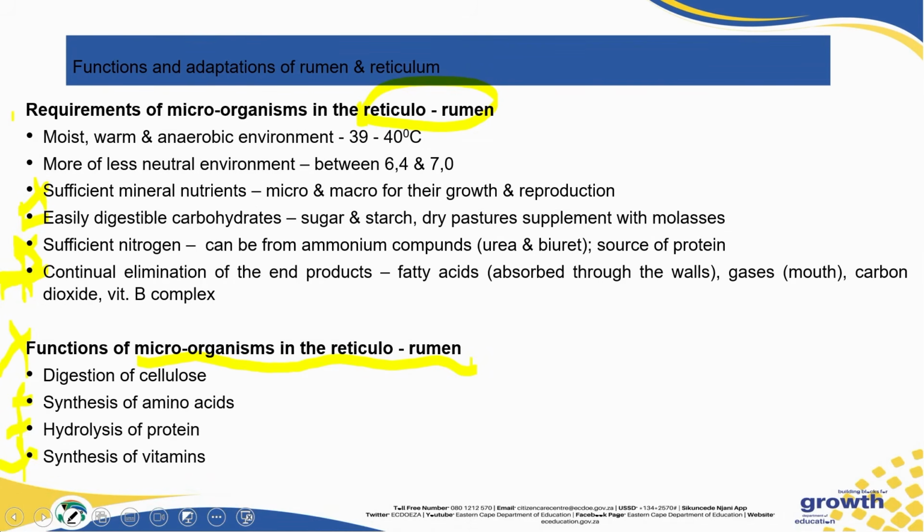Also, lastly, there should be continual elimination of end products. The end products I have just mentioned, the fatty acids, should be eliminated by being absorbed directly into the walls of the rumen, and the gases and carbon dioxide should continuously be expelled through the mouth of the animal during belching.